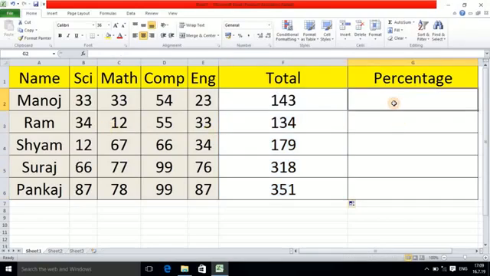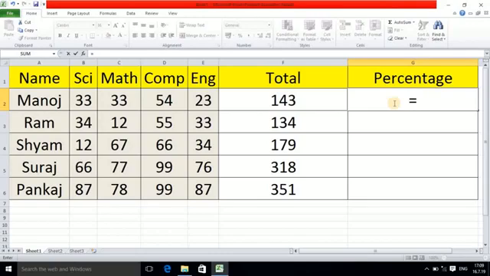Now it's time to calculate the important thing, the percent. For that you have to use a formula. So here you must be aware of the math. In mathematics you should know how to calculate the percentage so that you can easily create the formula. And if your math is very weak, then things will be difficult for you. So you must be a little bit aware of the math.